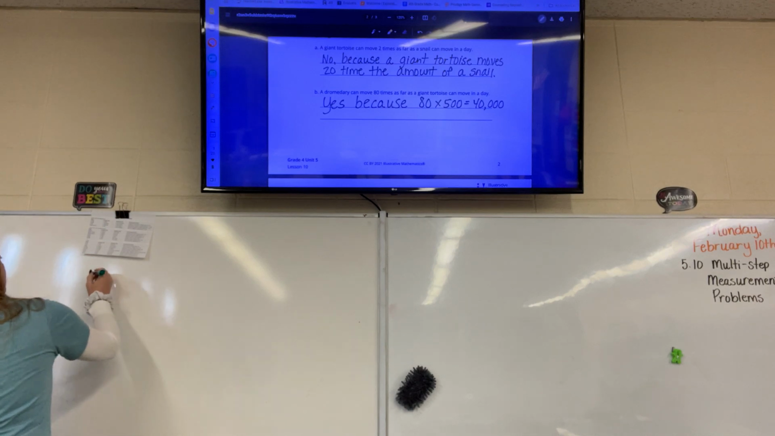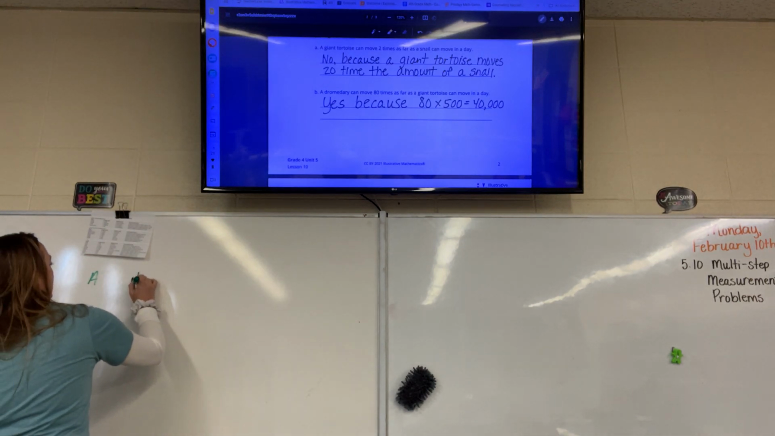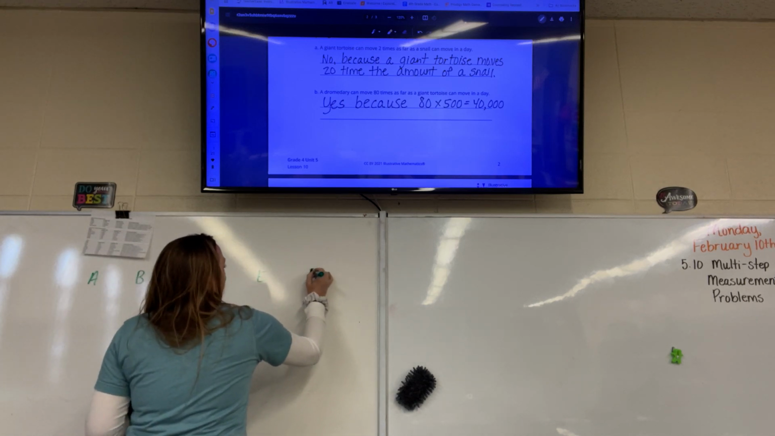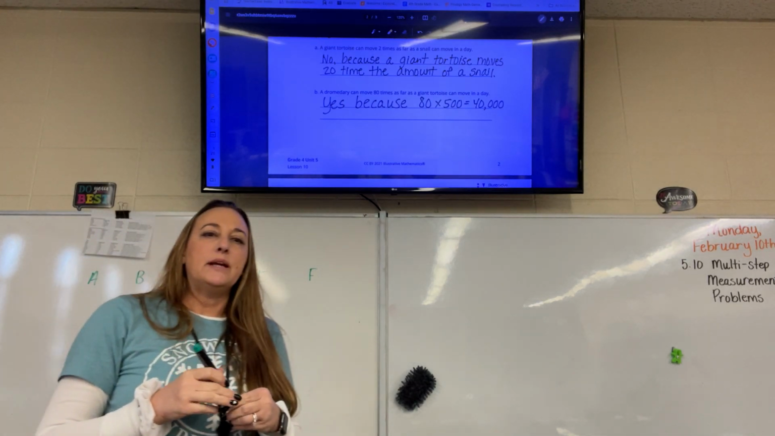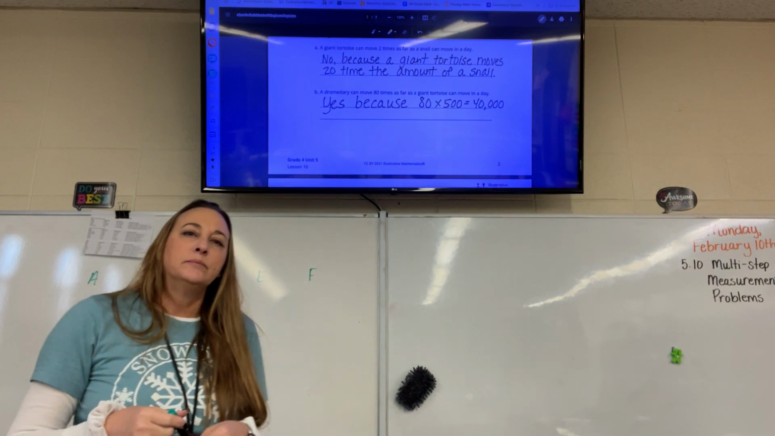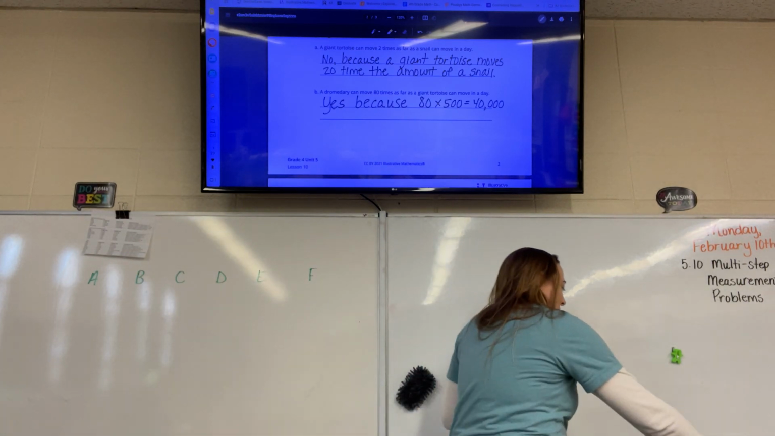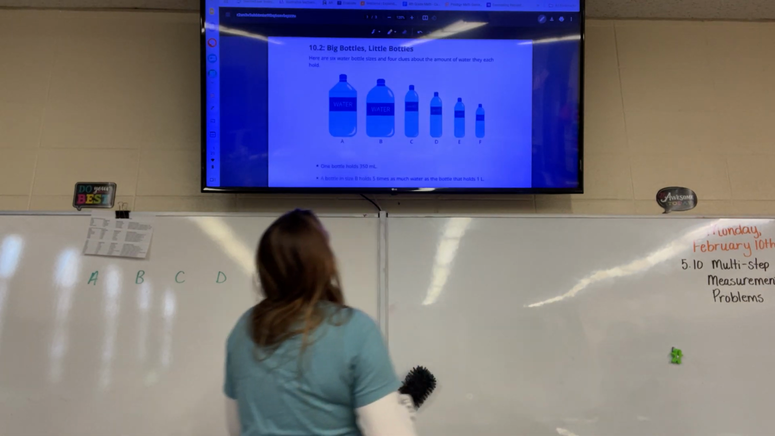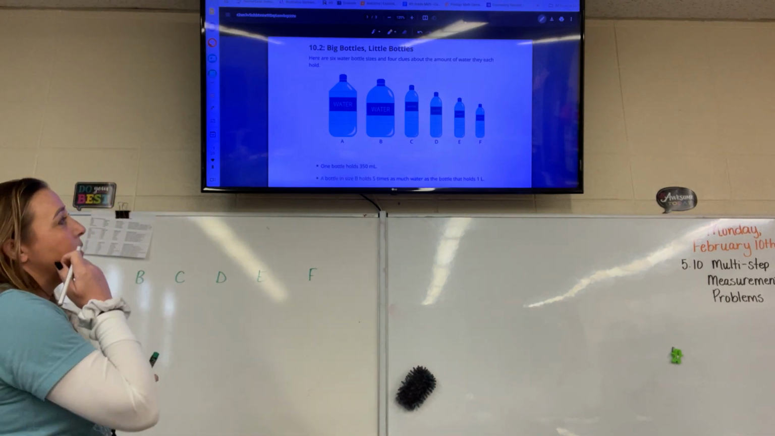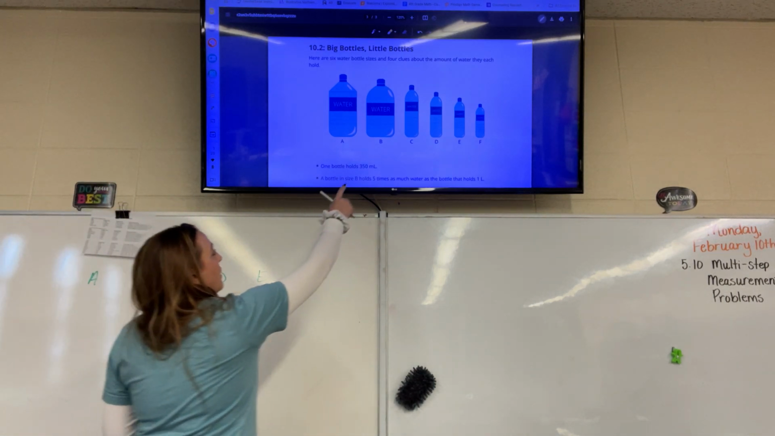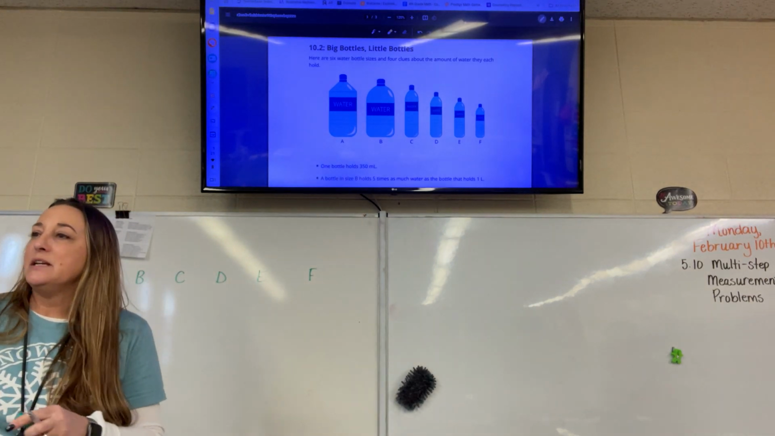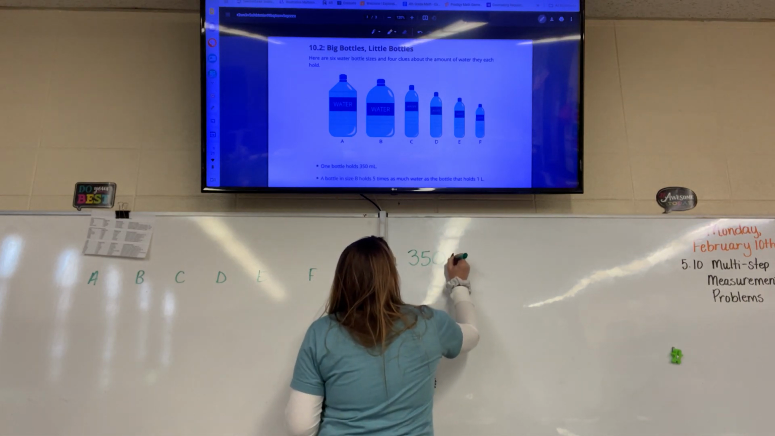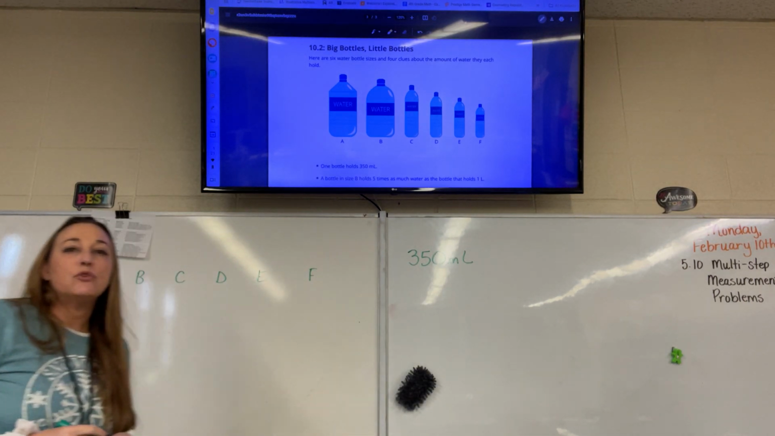All right, so we got 6 water bottles. Water bottle A, B, C, D, E, and F. We're gonna be detectives. We're going to figure out how much water is in each of these bottles. It says here are 6 water bottles and 4 clues about the amount of water they each hold. It says one bottle holds 350 milliliters. We don't know which one, but we need to make a note of that. 350 milliliters is the amount in one of the water bottles.